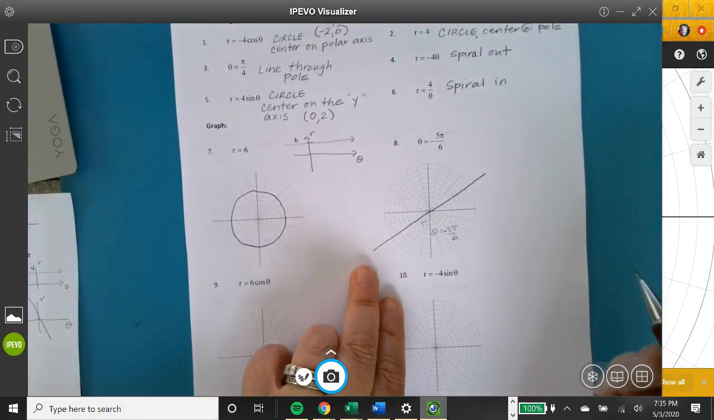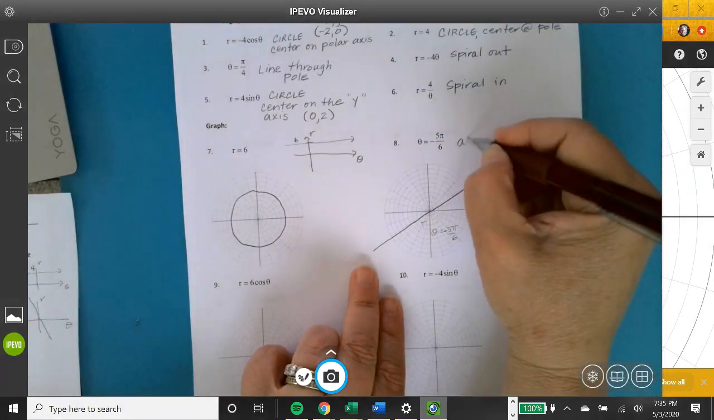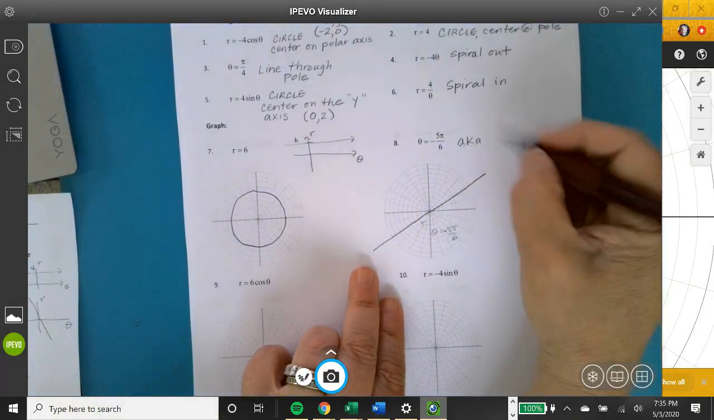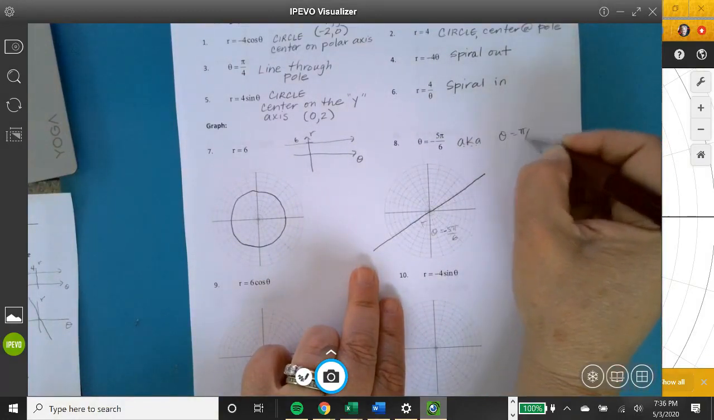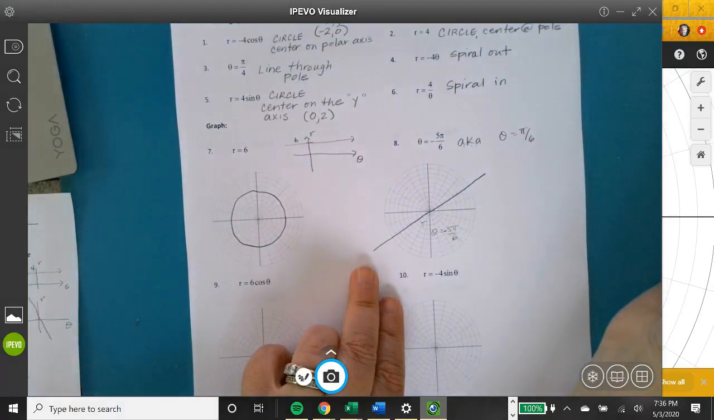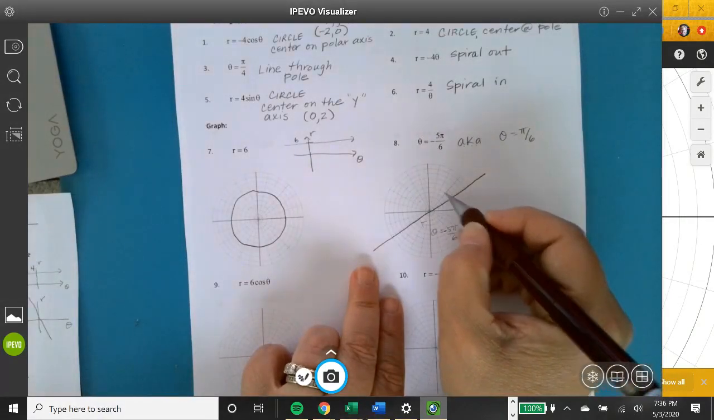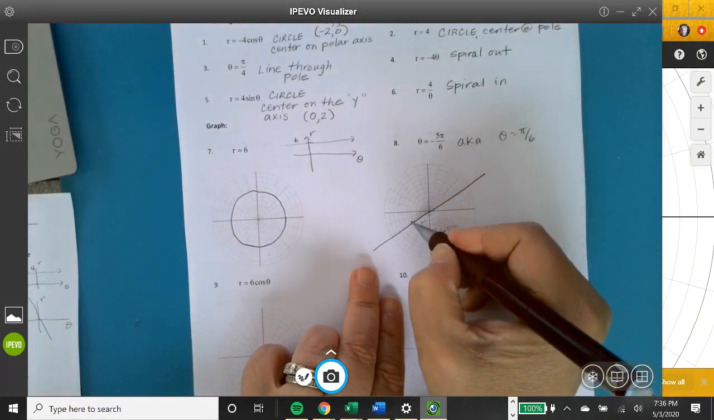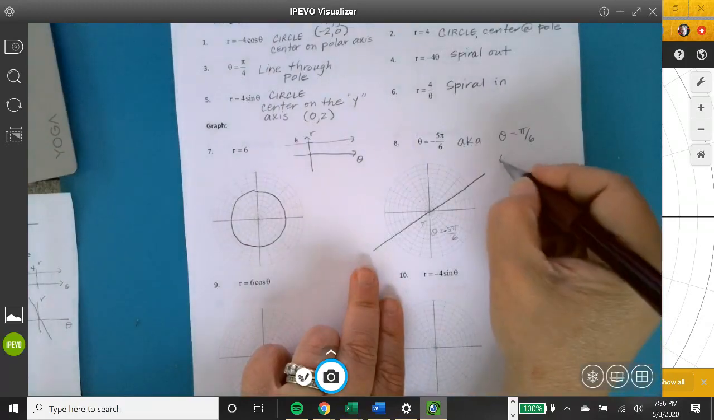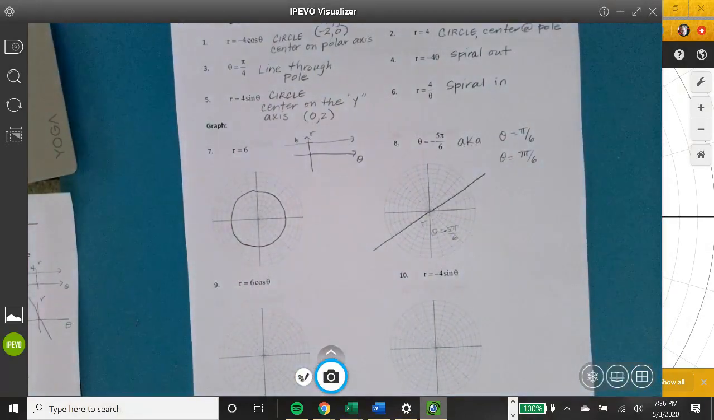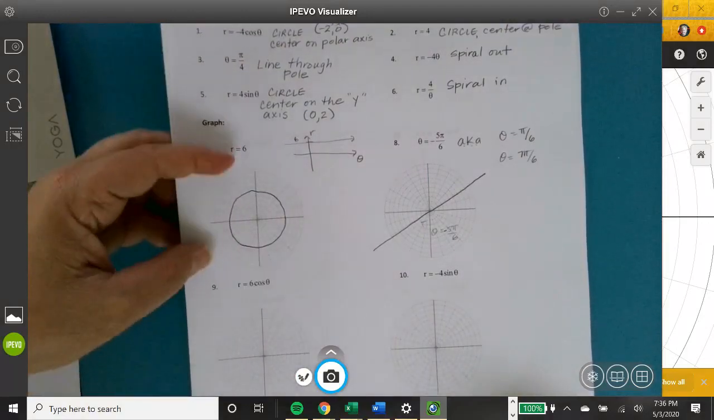Could we call this another name? We could say AKA, what's another angle this could be? Theta equals pi over 6. Sure, that's the same line. Could we call it another name? Sure, we could say theta equals 7 pi over 6. They're all the same line. A line of many names.